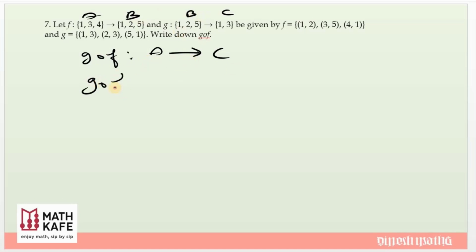You are supposed to calculate the value of this function. You are inputting the values from set A, that is 1, 3, 4. First, g of f of 1. So g of f of 1.